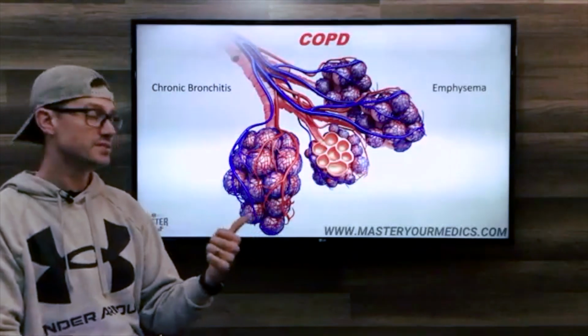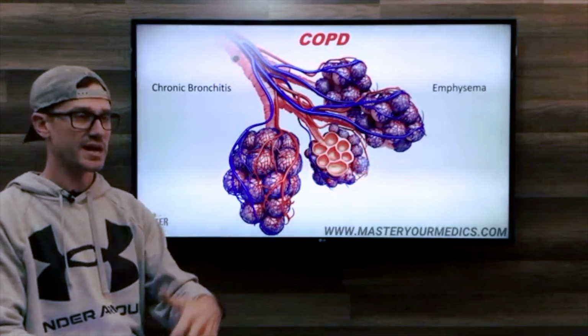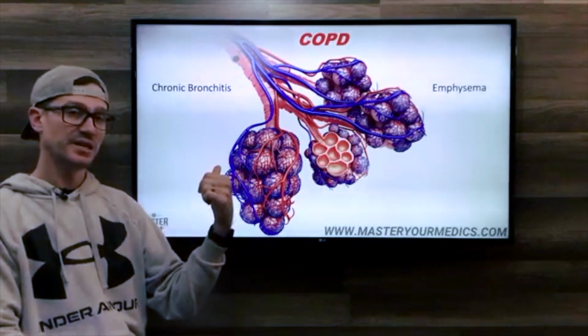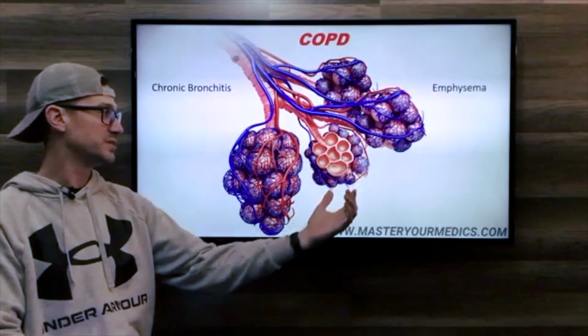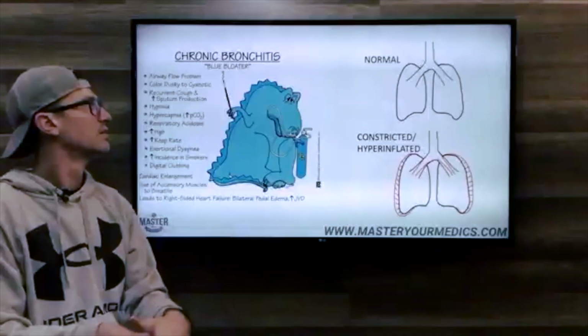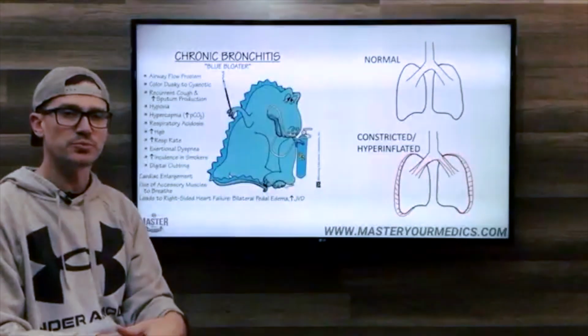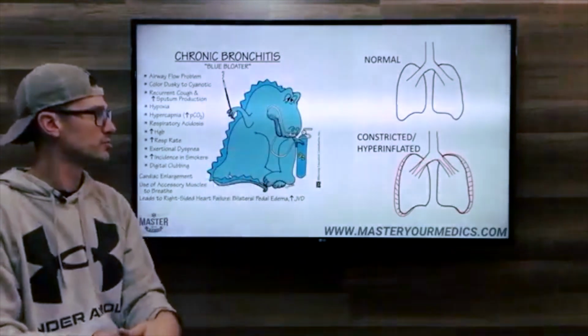So with COPD, chronic obstructive pulmonary disease, that's broken down into two separate categories. Chronic bronchitis, meaning chronically those bronchioles are inflamed and irritated, and then emphysema, actual destruction of the alveolar membranes. With those chronic bronchitis patients, we routinely refer to them as the blue bloaters, as given by our illustration here.